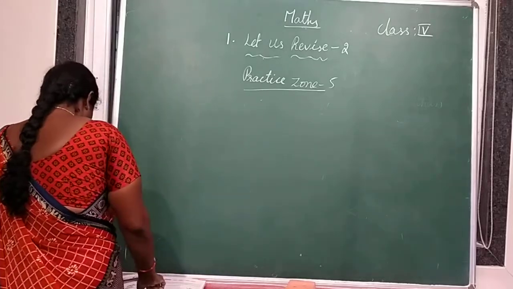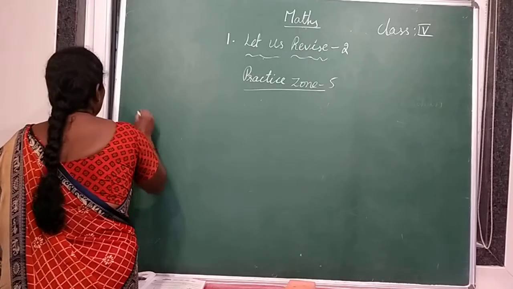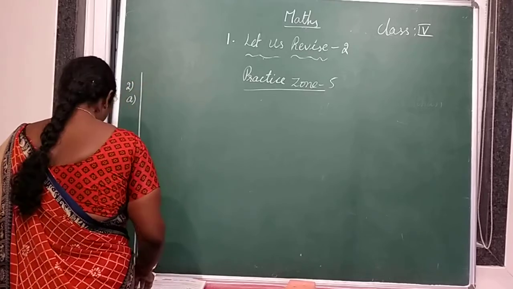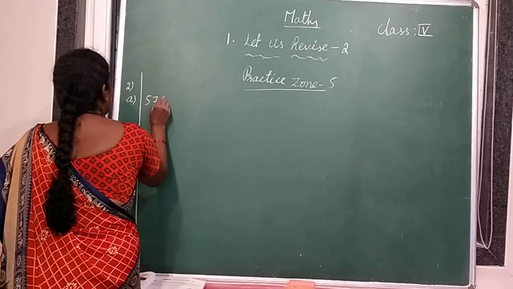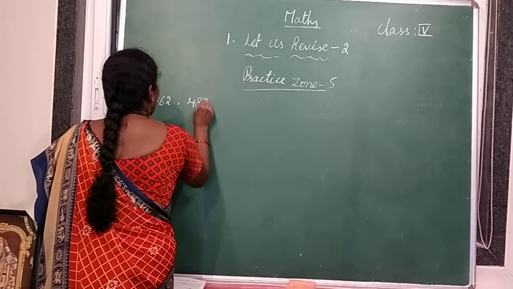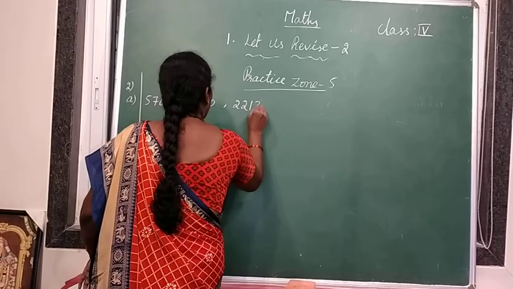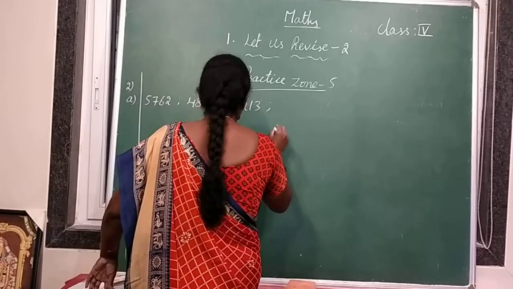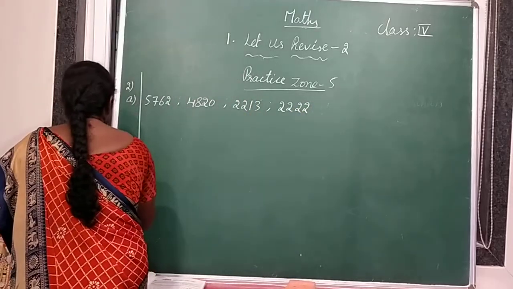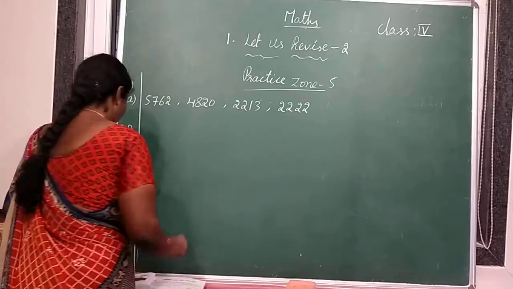Same. Coaches are given, we have to arrange these numbers on coaches in descending order. Second bit. 5762, 4820, 2213, 2222. So I will write one more question on the board. Before that, we have to arrange this in descending order. Arrange these numbers in descending order.